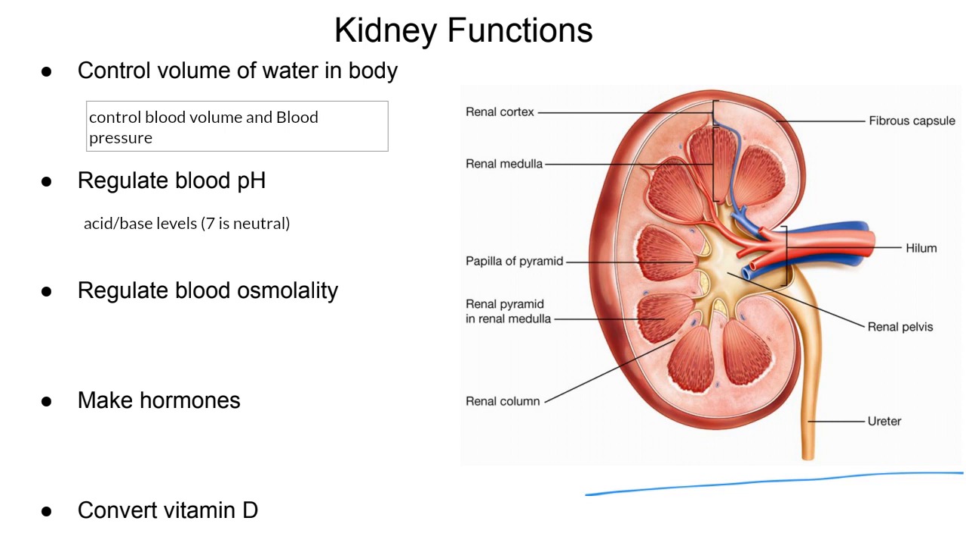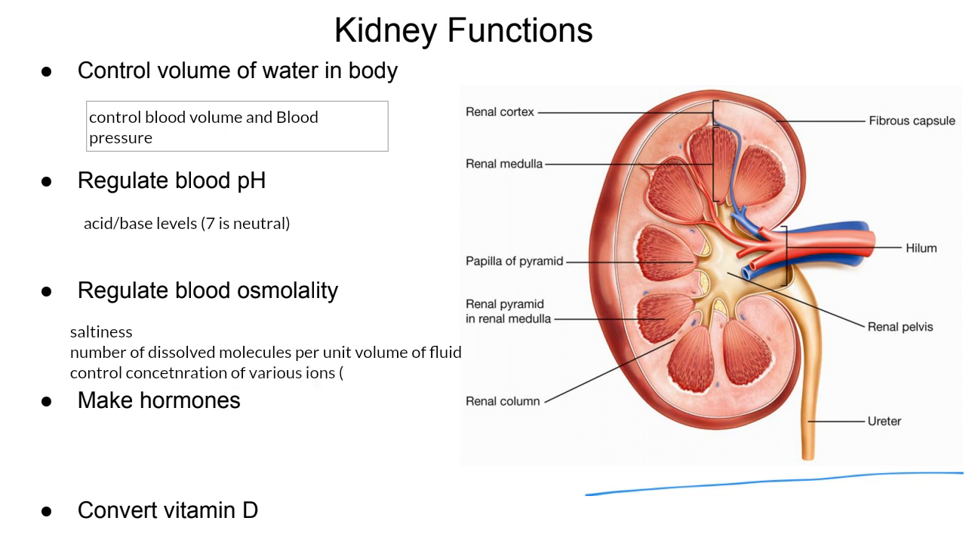The kidneys will also help regulate what's called blood osmolality. Osmolality is essentially the saltiness of the fluid. And so what the kidney will help do is regulate the number of dissolved molecules per unit of volume of fluid. So for instance, salt ions, potassium ions, right? It's controlling the concentration of these various ions. Again, common ones being sodium, chloride, potassium, magnesium, as well as calcium. But maintaining the different concentrations of these ions will impact that blood osmolality, or what we call the saltiness of the blood, of the volume of the fluid.